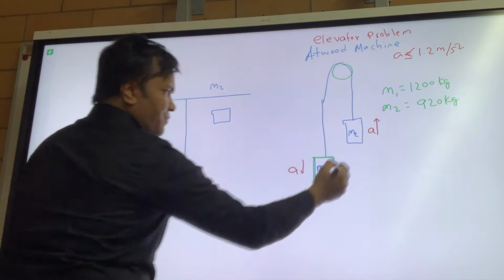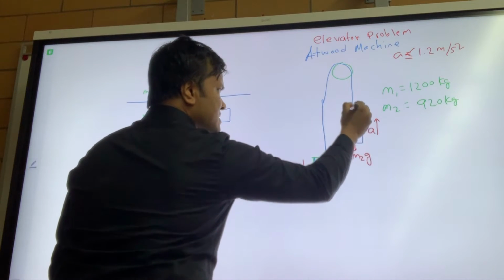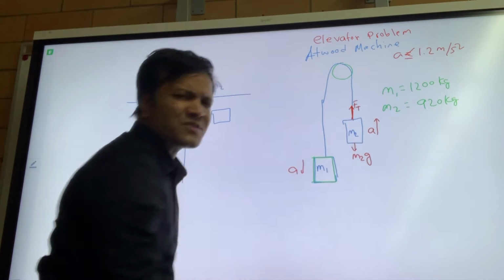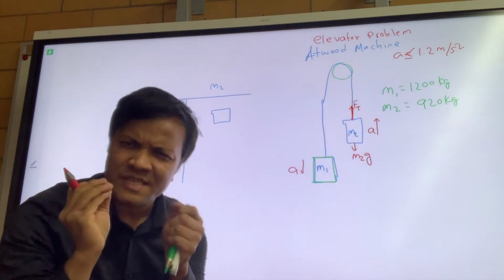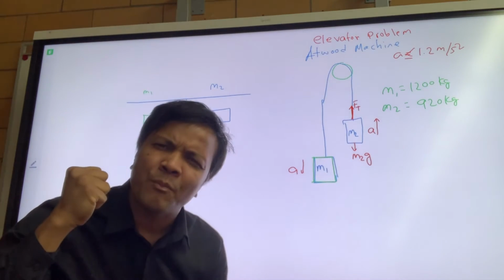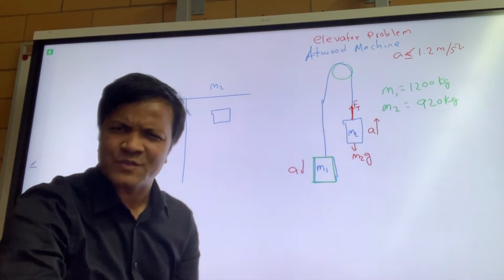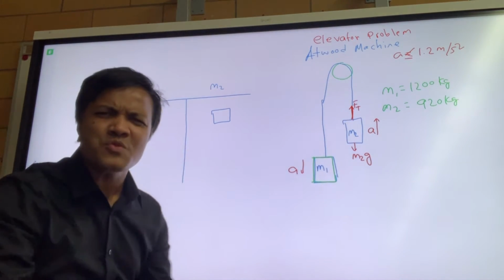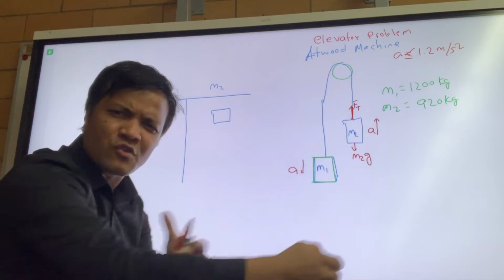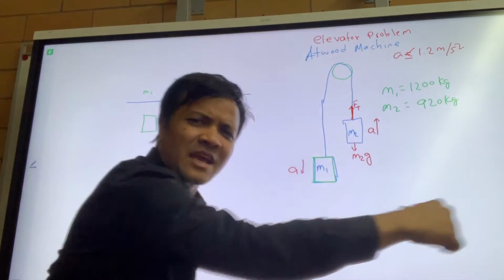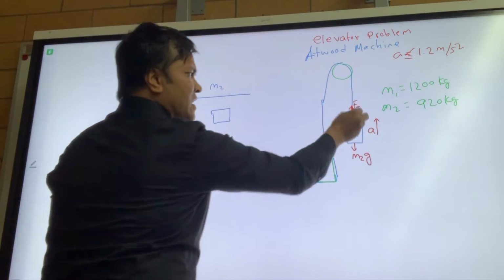What other thing do you see? This is M2G, this is FT. FT means tension force. The tension is acting on the rope. Tension is a force that acts on the rope. Force is a push or pull. The tension force is only a pulling force. Can you push something using a rope? You cannot push anything using a rope. So the tension force is only a pulling force. Keep that in mind. So this is the force diagram for mass 2.